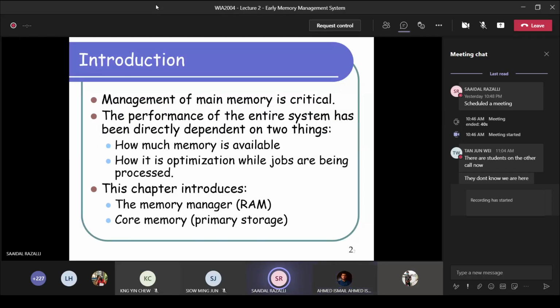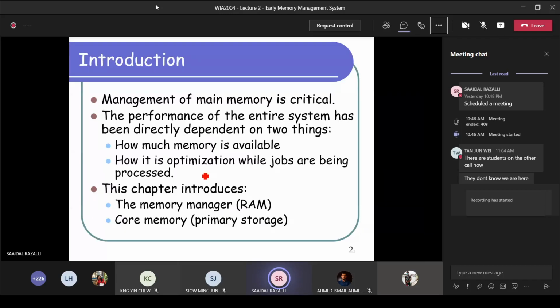Management of main memory is critical. Without RAM, your computer cannot run, because it doesn't have a memory. Instructions from the CPU will always refer to the main memory or cache memory, but it is still RAM. The performance of the entire system is directly dependent on 2 things: how much memory is available, and how well it is optimized while jobs are being processed.